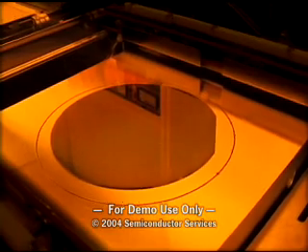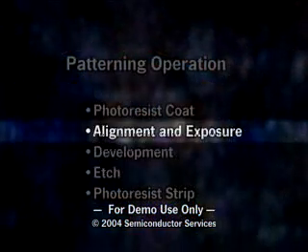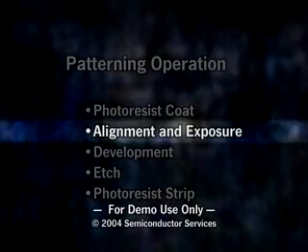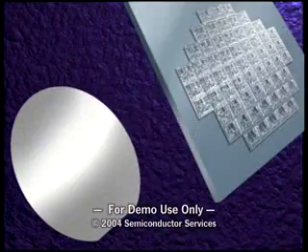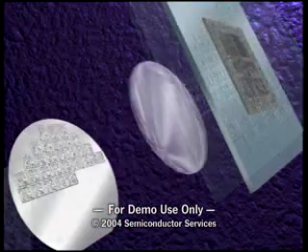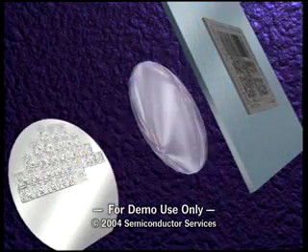photoresist solvents. In step 2, the critical alignment and exposure procedure, the pattern on a reticle or photomask is aligned to the wafer, and then transferred into the photoresist layer using one of several different approaches.